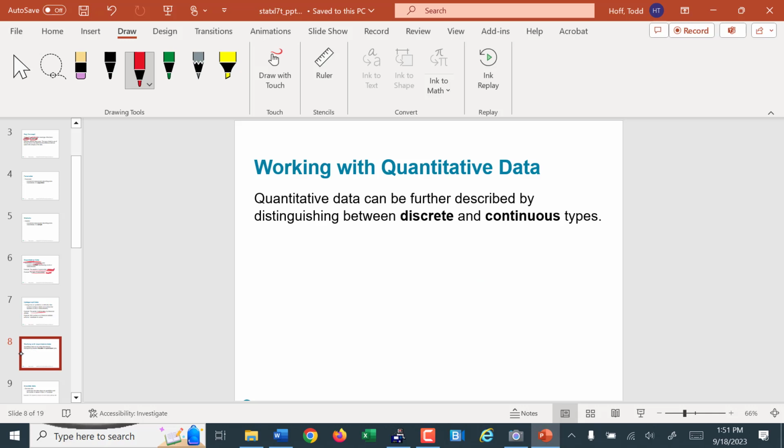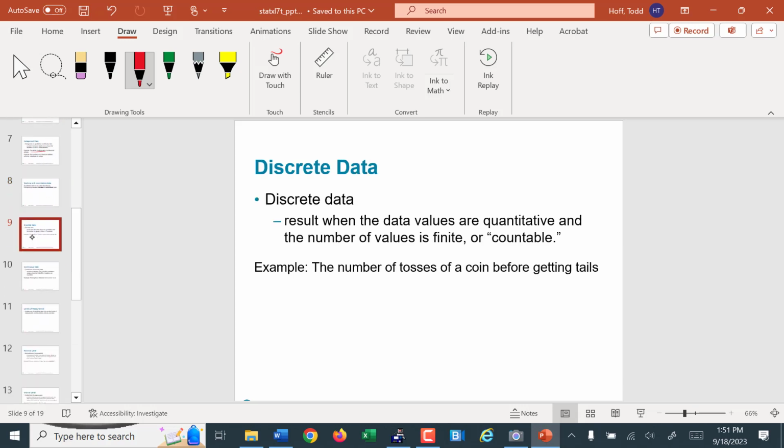So as we work with quantitative data, so that's our numerical data, we need to look at distinguishing between discrete and continuous. And we hinted at that earlier with the measured and counted. So discrete data is when the data values, or quantitative numerical data values, are finite. In other words, they're countable.